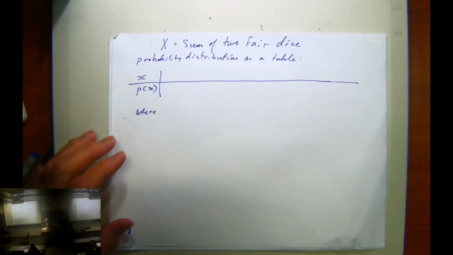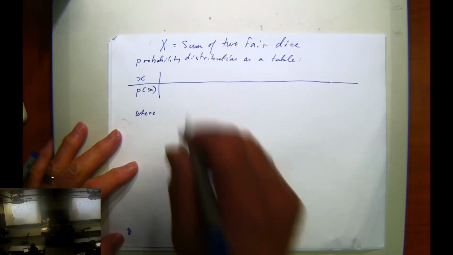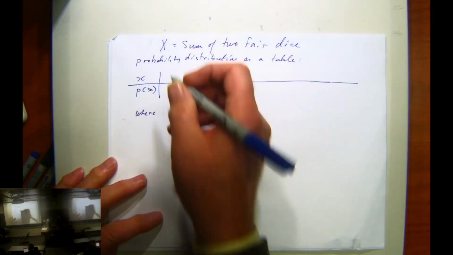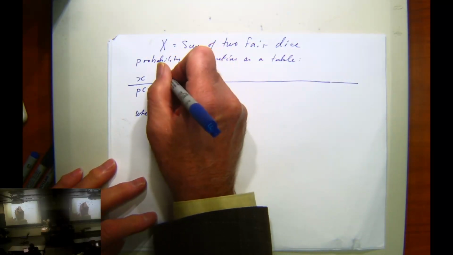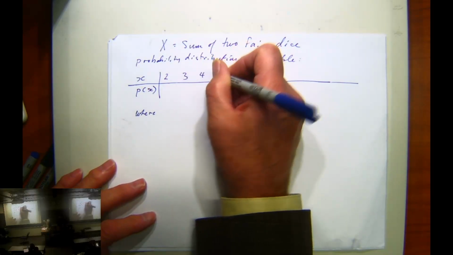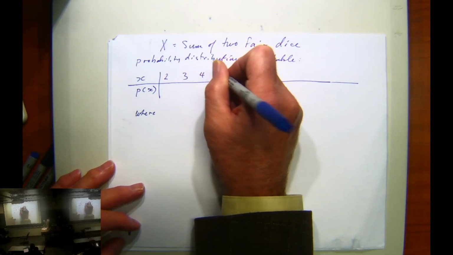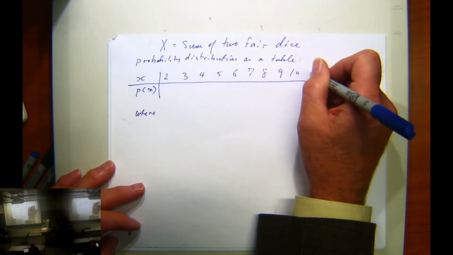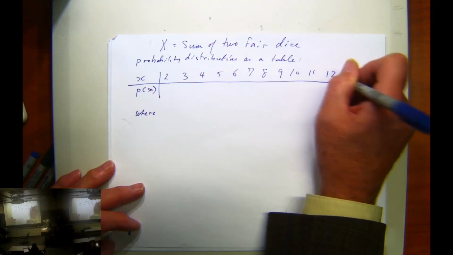All right, let's go back to the regular letters. I'm actually not going to define the P of X yet. Let's just put in our values here for our probabilities. So we said the X values that we could get with non-zero probability were 2, 3, 4, 5, 6, 7, 8, 9, 10, 11, 12.